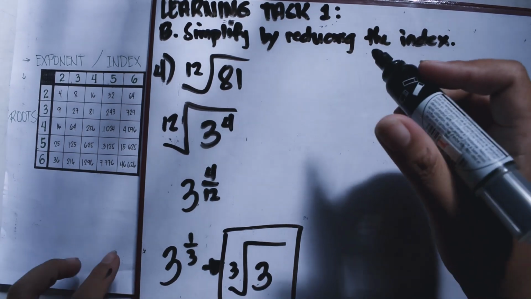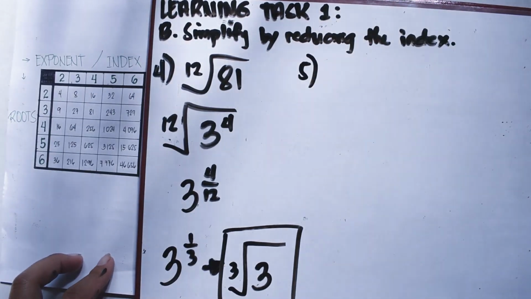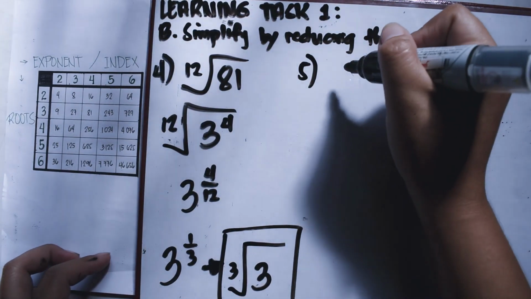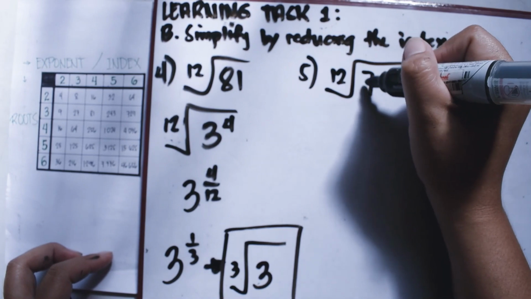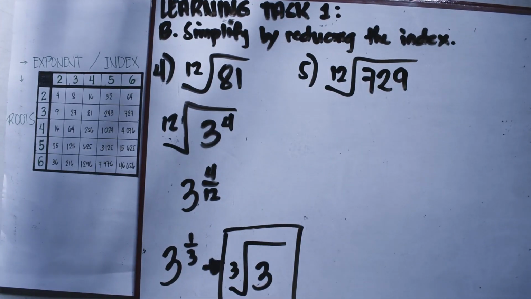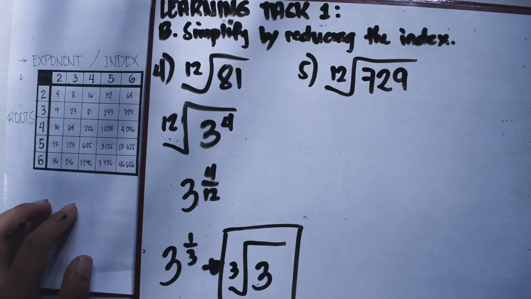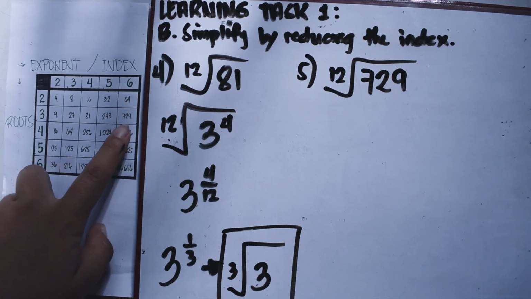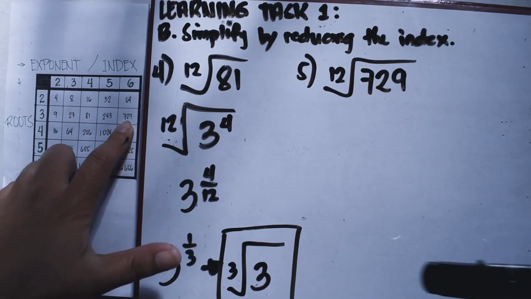So, now, let's proceed with the last number in learning task number 1, letter B. So, number 5 na tayo. We have 12 root of 729. So, napakalaki na, no? So, titingin lang kayo sa table. Nasaan dyan yung 729? Ayun, siya ay perfect din. Siya ay perfect. Eto, 729.